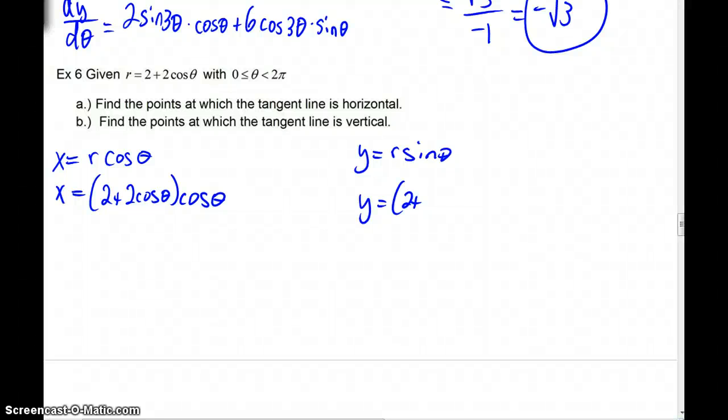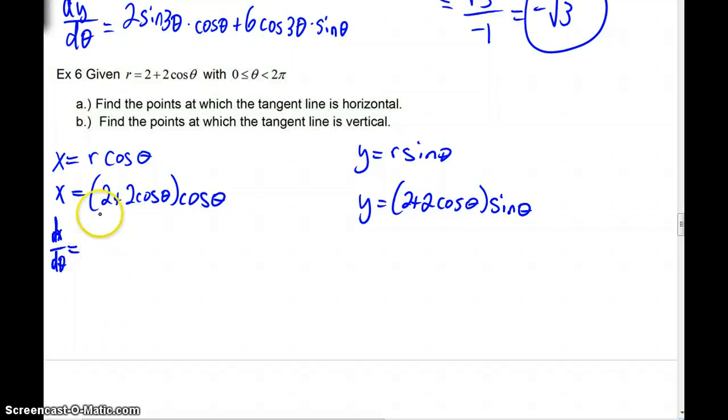Okay, continuing on with our last example, example 6, y equals r sine of theta. Our r is 2 plus 2 cosine of theta, and then times sine of theta. So that's your r sine theta. Well, for both of these expressions of x and y, we're going to take derivatives.